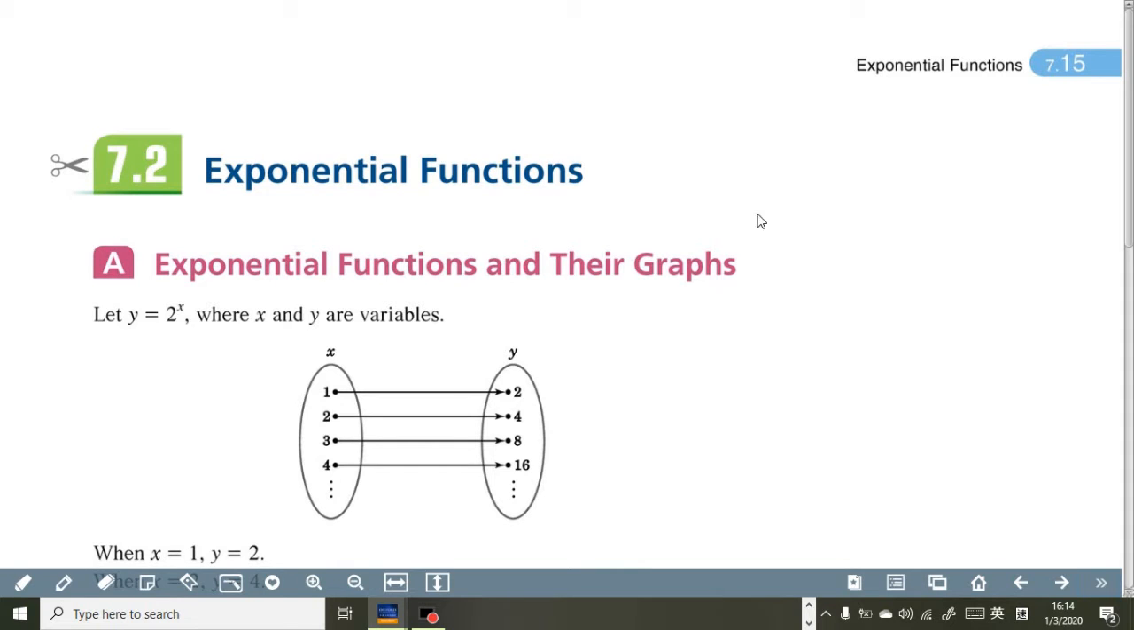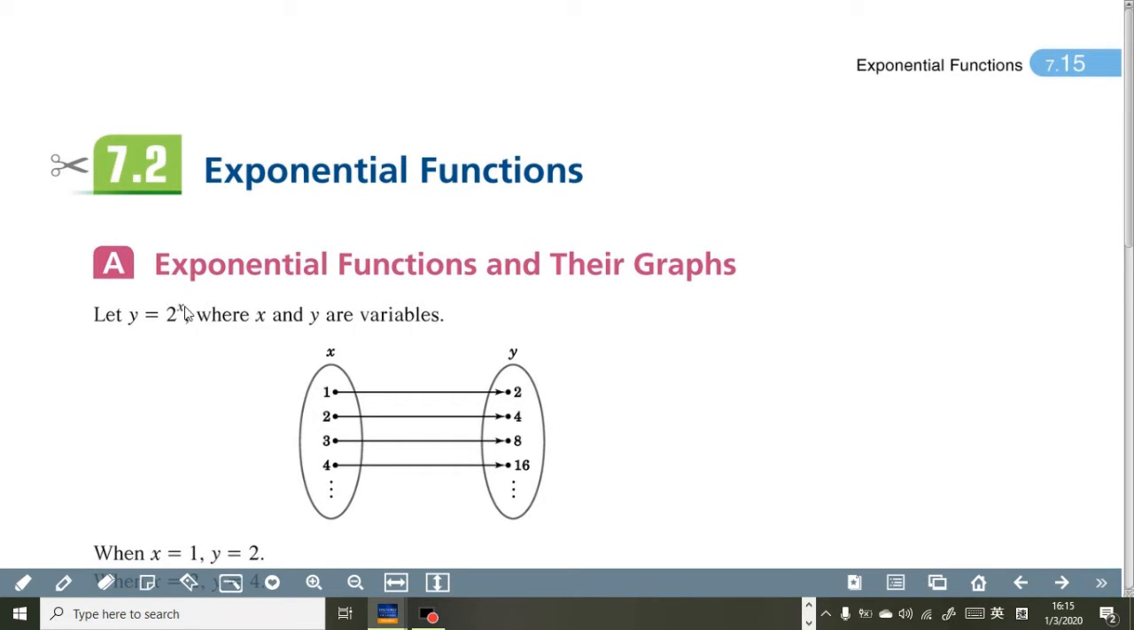In chapter 7, the second part is about a special function called the exponential function. In book 4A, you learned about the meaning of a function. A function has two variables. In this case, we write y is equal to 2 to the power x.